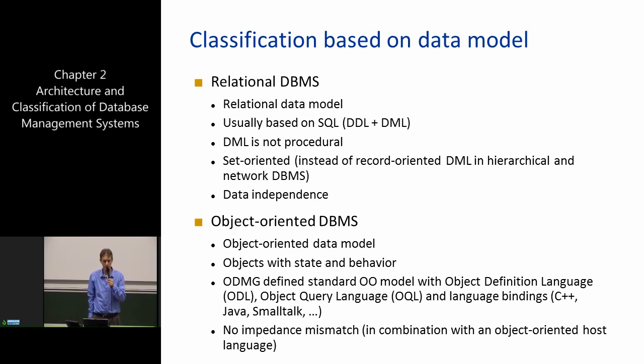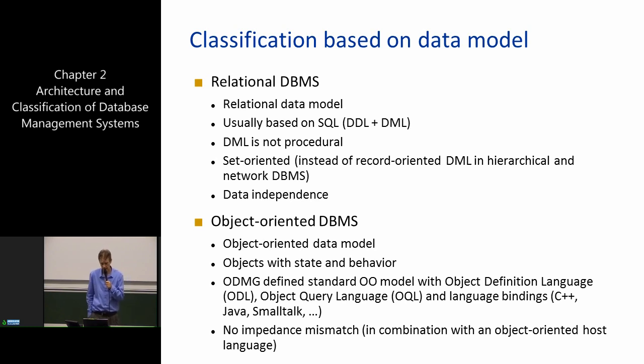Finally, and we already referred to it briefly, we also have object-oriented DBMSs. Object-oriented DBMSs are based upon the object-oriented data model. So in the object-oriented data models, you have objects that have state and behavior. So the state describes the characteristics of the object. Right? So you can have a student with a particular state, like student number, name, date of birth, gender. These are the attributes that describe the student.